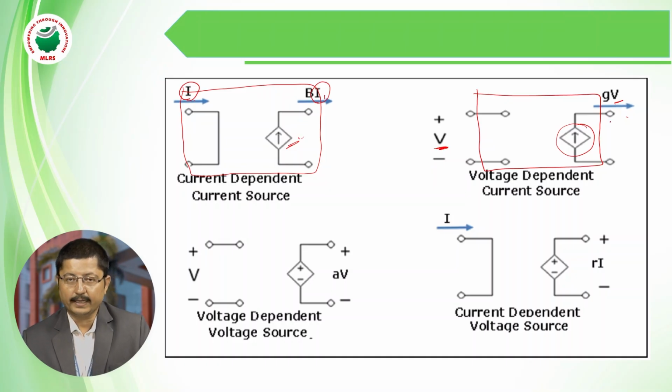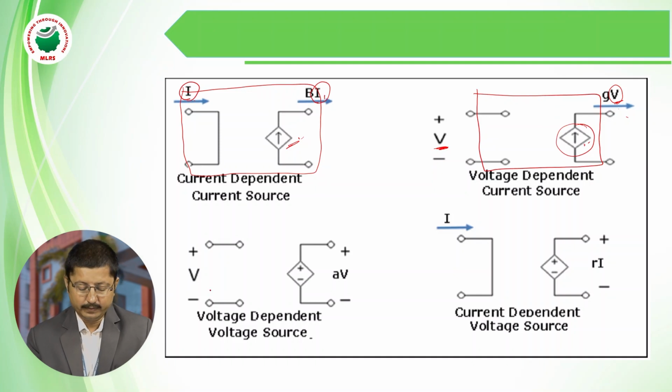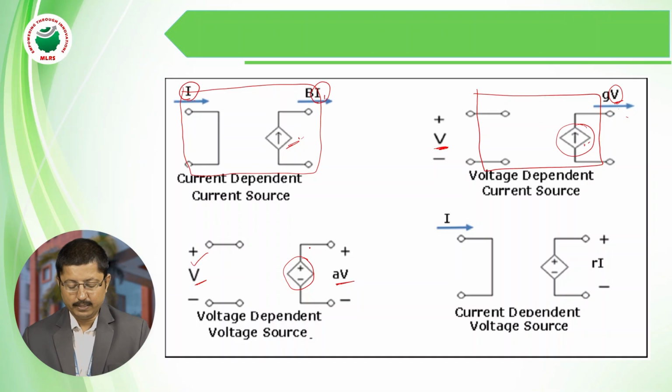Similarly, we can see for the second diagram. Here this source, that is a current source, depends upon the voltage. So it is called a voltage dependent current source. Similarly, for the third diagram, this voltage source depends upon this voltage within the circuit only. So that means here it is a voltage dependent voltage source. This source depends on this voltage within the circuit.